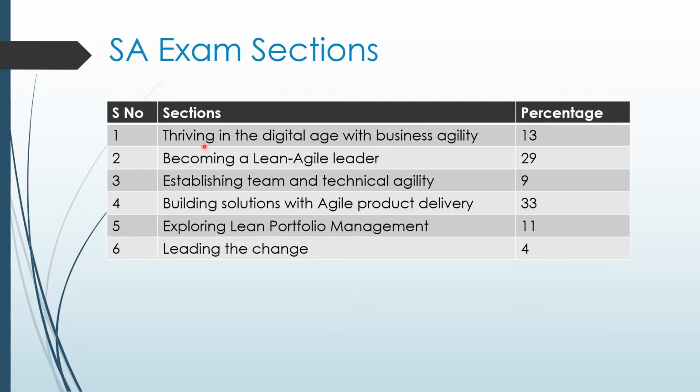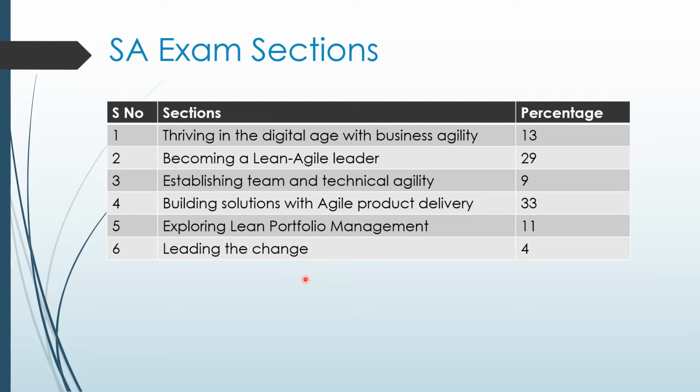The very first one is thriving in the digital age with business agility, which is almost 13% of the overall exam questions. Becoming a lean agile leader is around 29% of the overall 45 exam questions, and establishing team and technical agility is 9%. The major chunk is building solutions with agile product delivery, which is around 33% of the overall exam. Exploring lean portfolio management is around 11%, and finally we have leading the change, which is around 4%.